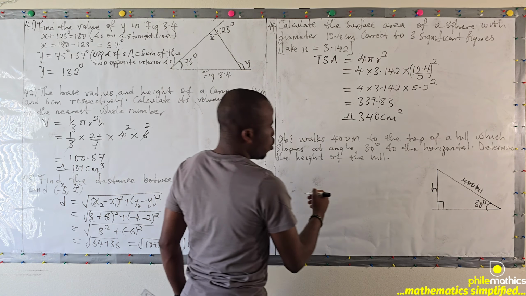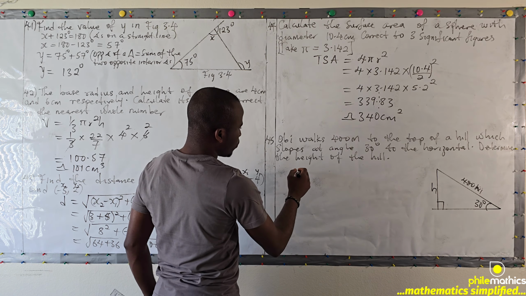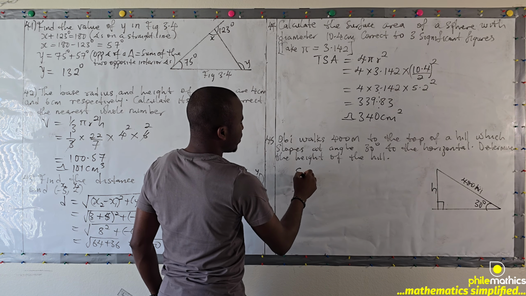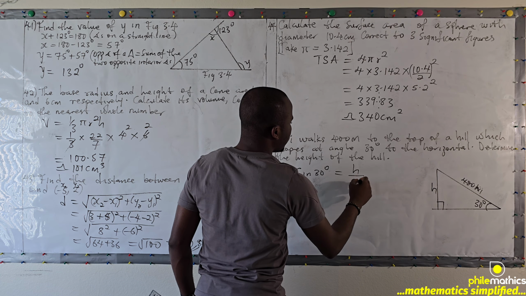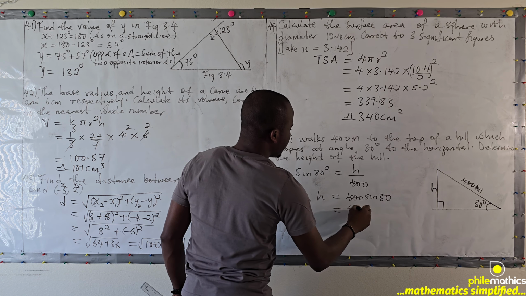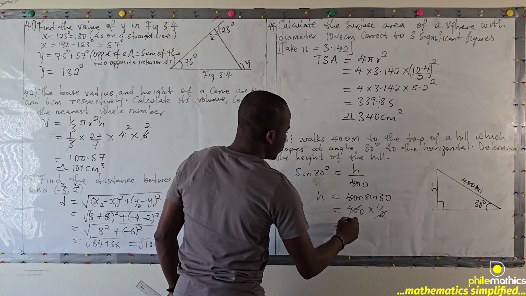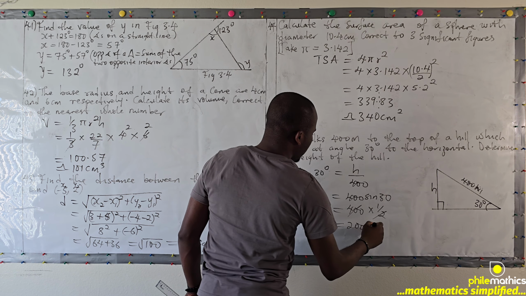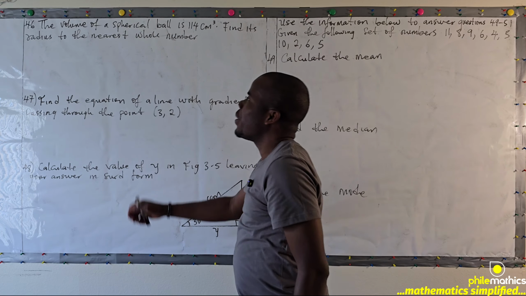We know the angle. What comes to mind is opposite over hypotenuse, which is sine. Sine 30 degrees is h over 400, and the height we are looking for is simply 400 sine 30. We know that sine 30 is 1 over 2. 2 goes into 400 200 times. So the height of the hill is 200 meters.